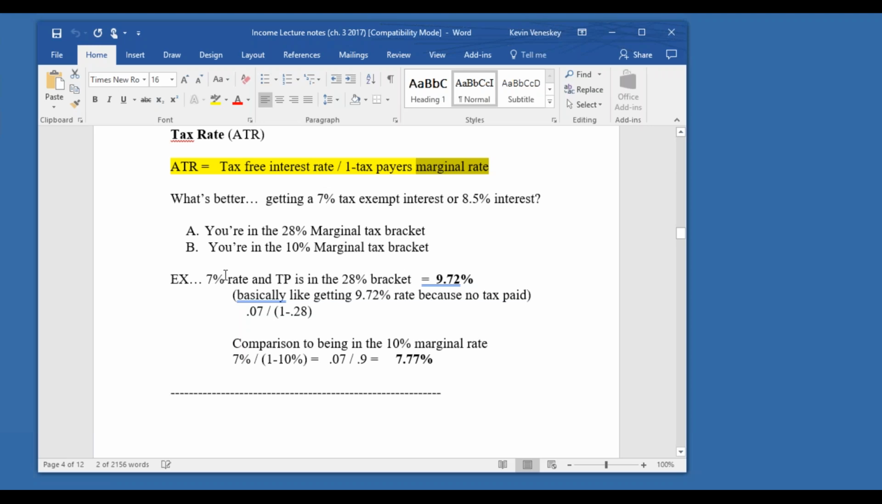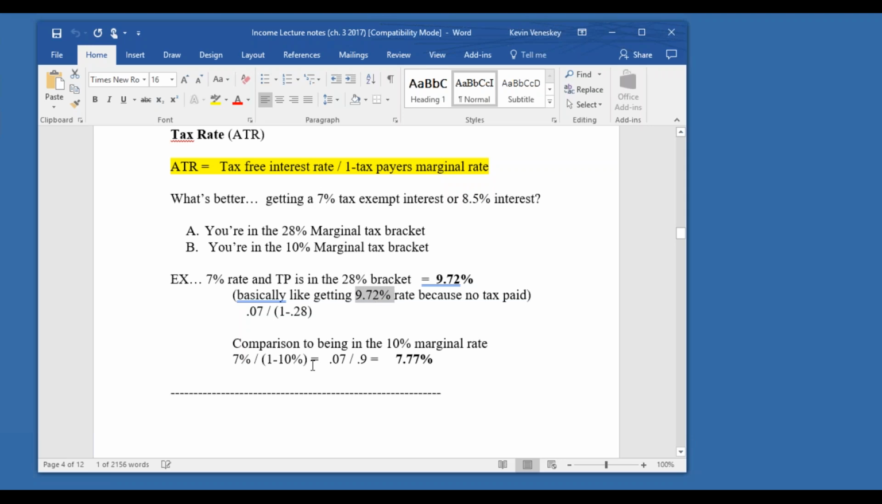7% rate, 28% bracket, you do the math right here. 0.07 as our tax-free rate, divided by 1 minus the marginal rate, so divided by 0.72, and you're going to get an after-tax rate of 9.7%. And then you're going to compare that to the rate that is taxable, the 8.5% rate. It's better for you to choose this 7% rate, because when you compare it, the 9.72 is obviously the better route. You want to do the 7% bond because it's like getting 9.72%.